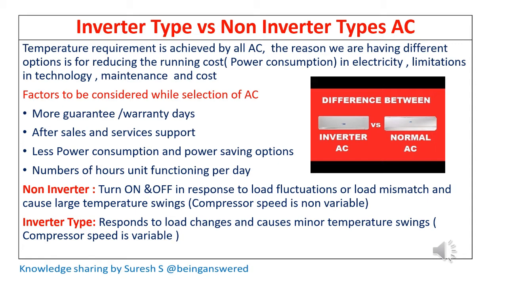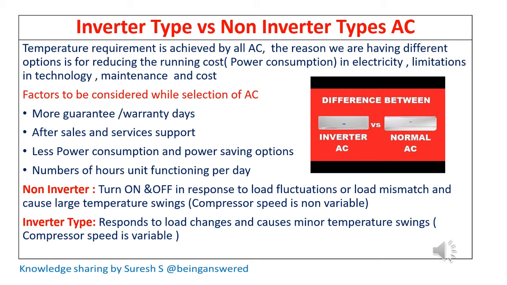The reason we are having different options is for reducing the running cost in the way of power consumption, and because of limitations in technology, the way of maintenance and the investment cost. The factors to be considered while selecting the AC: it should have more guarantee and warranty days, after sales and service support, less power consumption with more power saving options, and the number of hours the unit functions per day. It means some units they will recommend only 4 to 5 hours, some units they will recommend you can run even 8 to 9 hours.